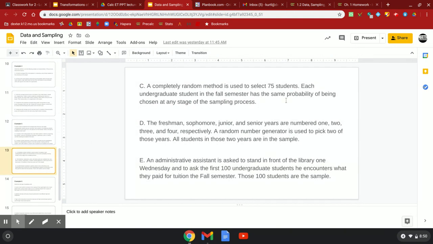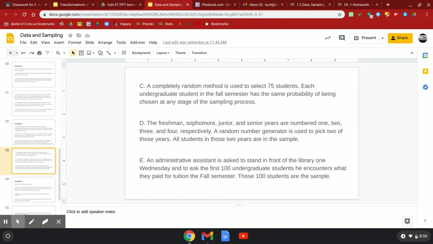All right, let's look at C. A completely random method is used to select 75 students. Each undergraduate student in the fall semester has the same probability of being chosen at any stage of the sampling process. Well, that's exactly what we did yesterday with the Super Bowl problem. So on this one, we would just write a simple random sample. This is as simple as random sampling gets right here. There's no system to it. It's not systematic. We're not breaking up into strata or clusters or anything. So that's just my simple random sample right there on C.